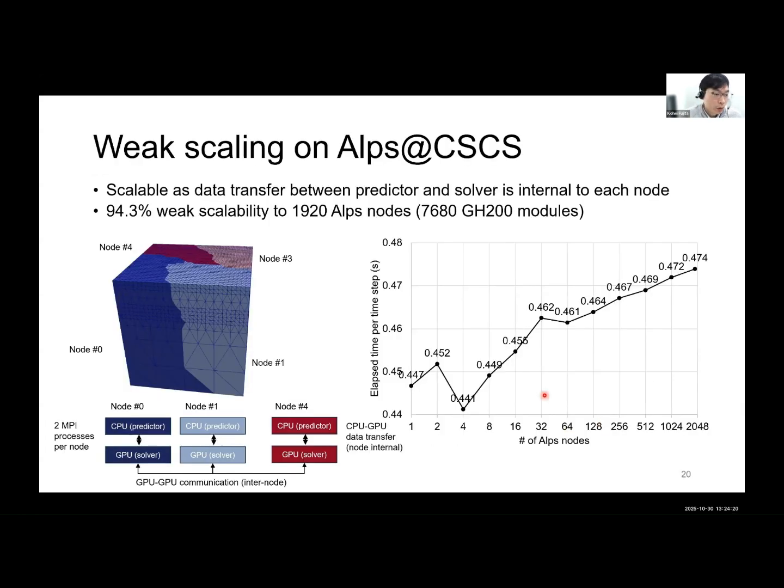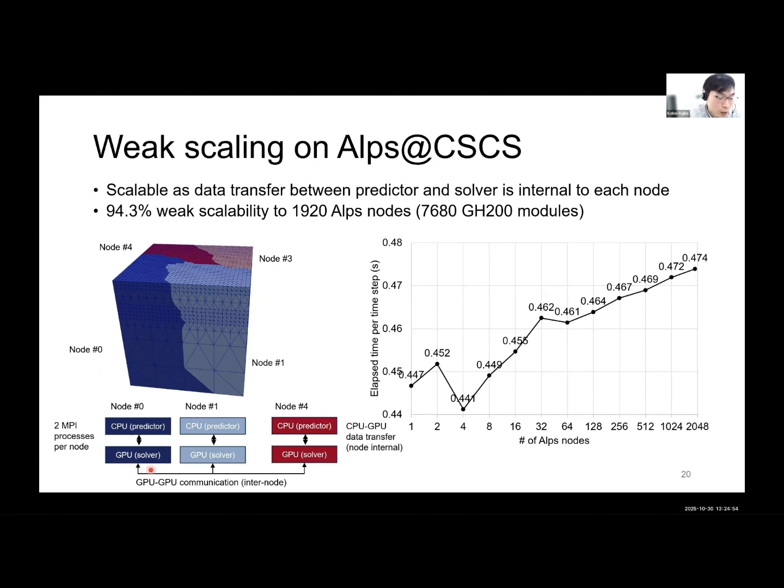Okay. So we can use this on a larger system. We measure this weak scaling on Alps at CSCS in Switzerland. This machine has many Alps nodes. Here we measure up to 1,920 Alps nodes. Each of these Alps nodes has 4 GH200 modules, so we can measure up to 7,680 GH200 modules.